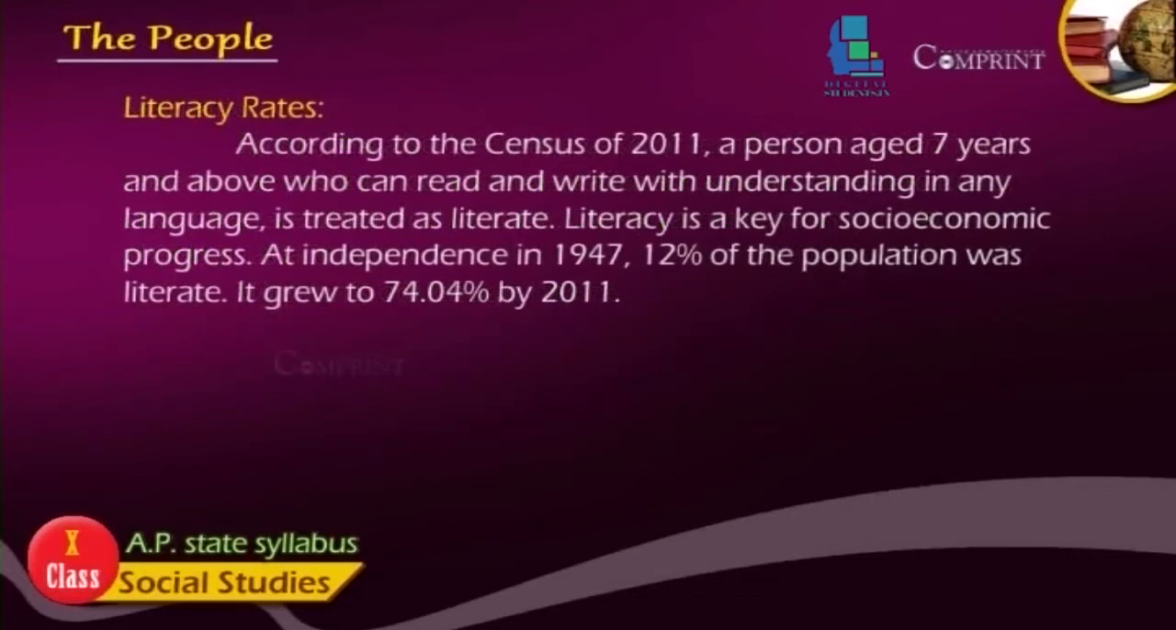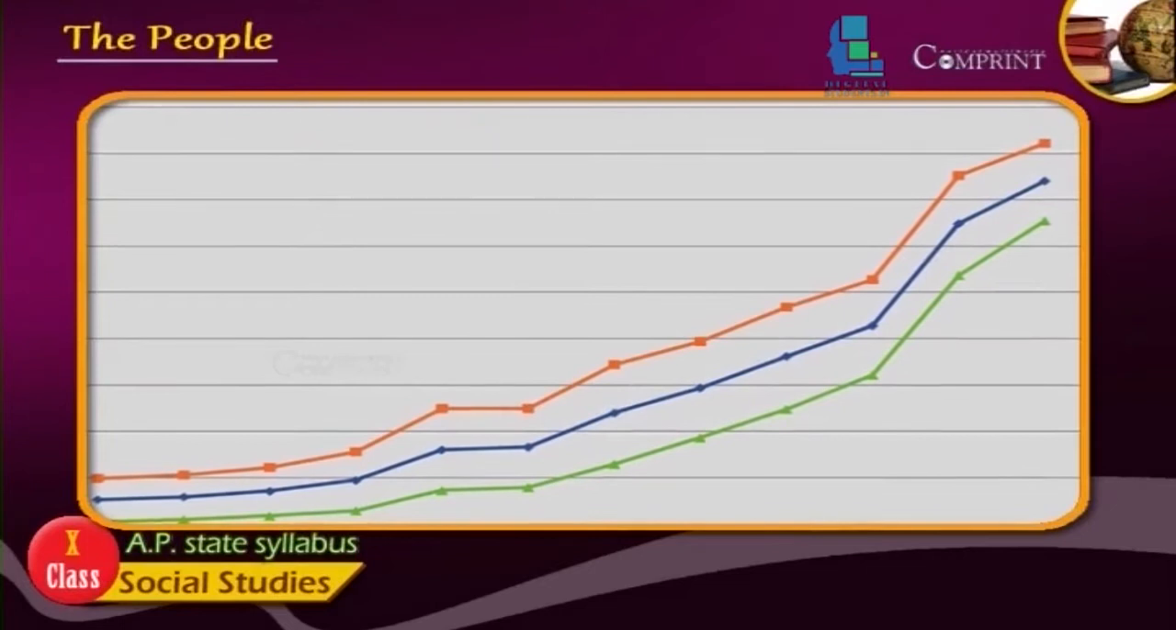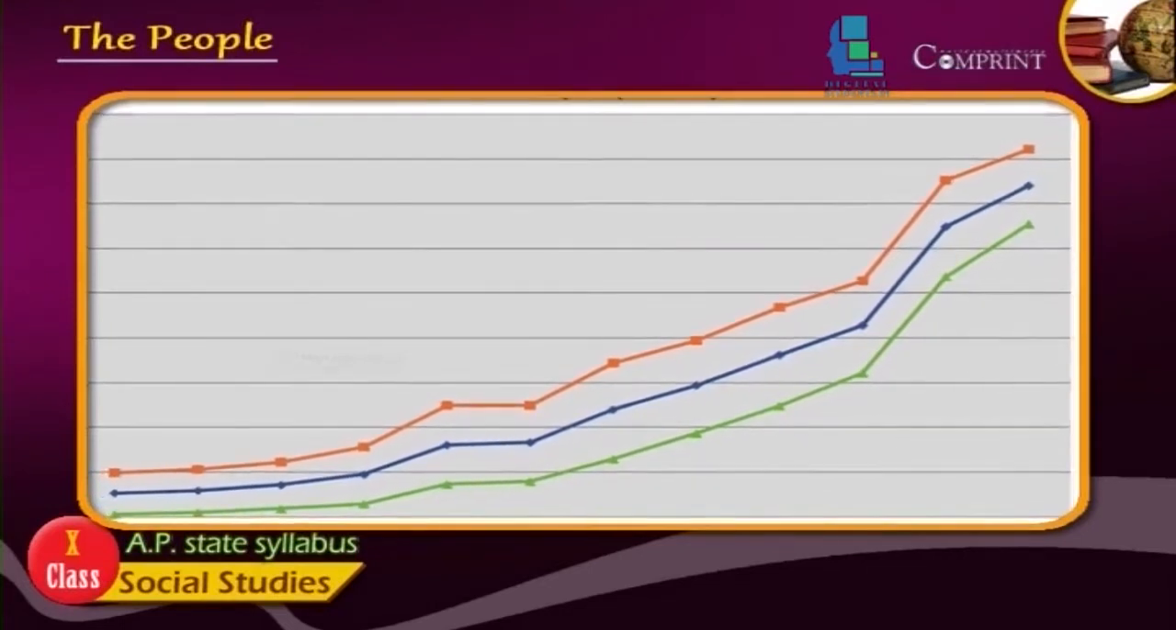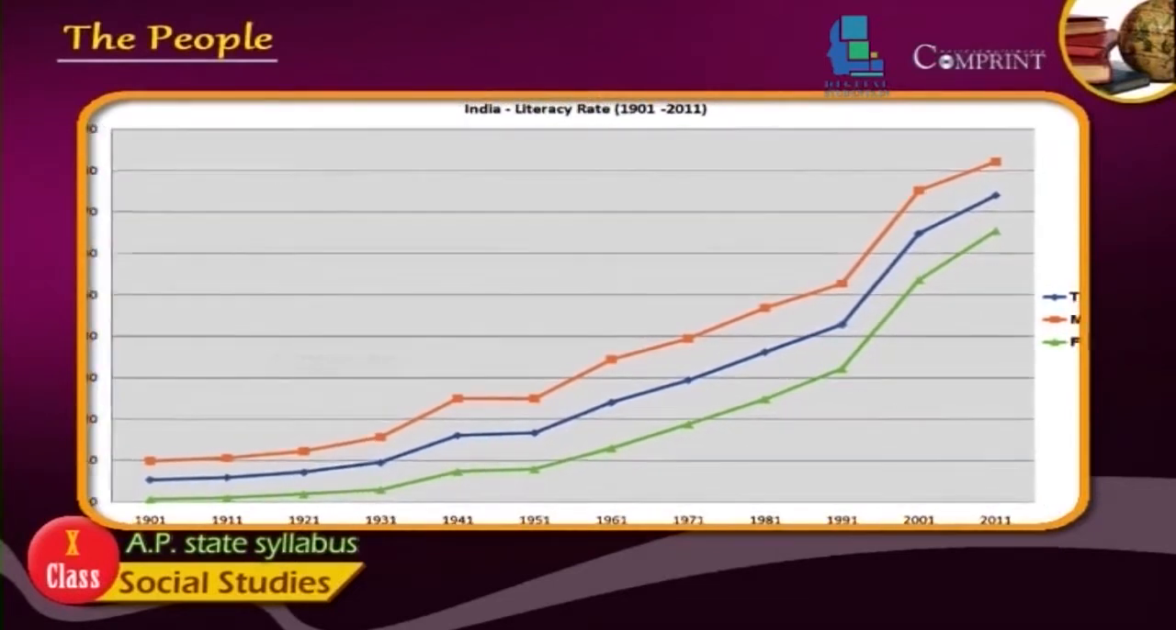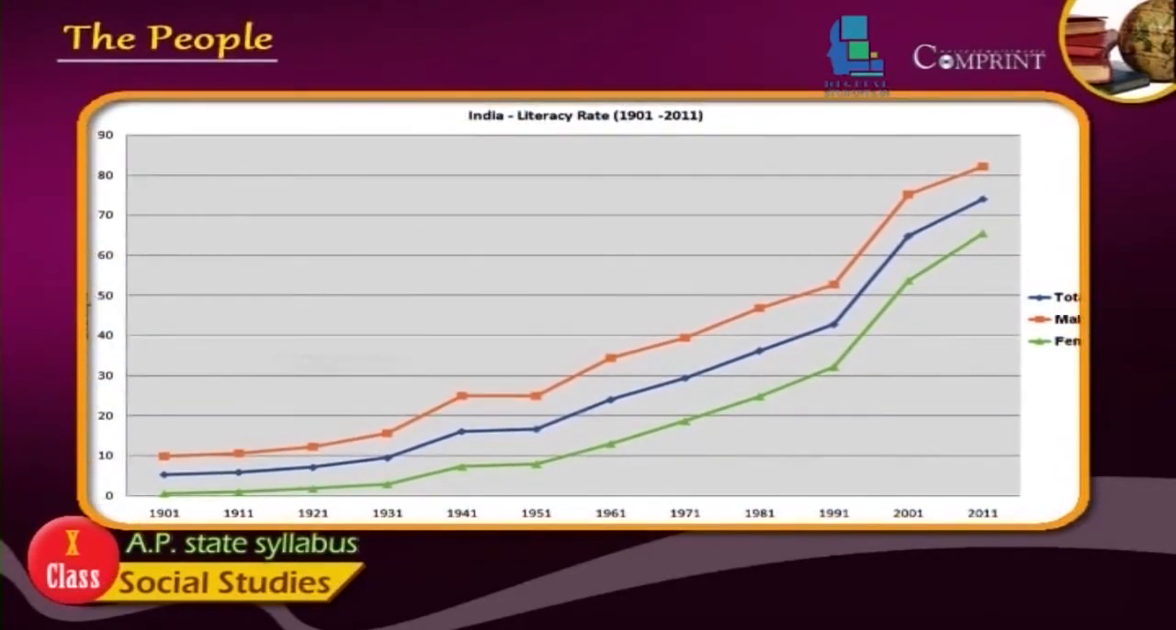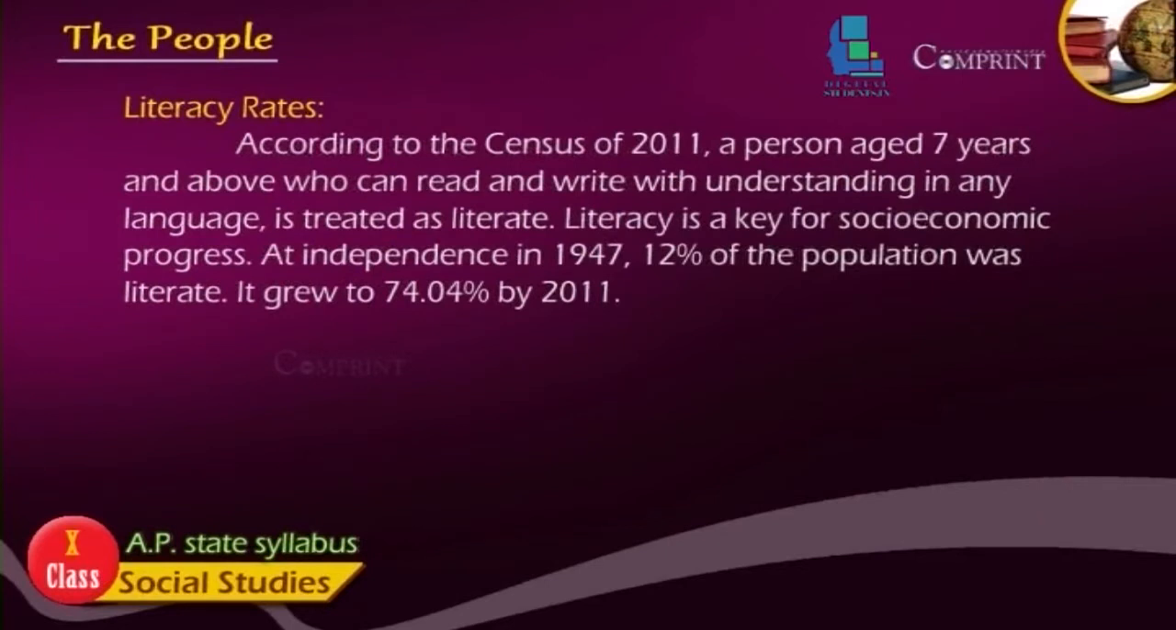Literacy rates. According to the census of 2011, a person aged 7 years and above who can read and write with understanding in any language is treated as literate. Literacy is a key for socio-economic progress. At independence in 1947, 12% of the population was literate. It grew up to 74.04% by 2011.